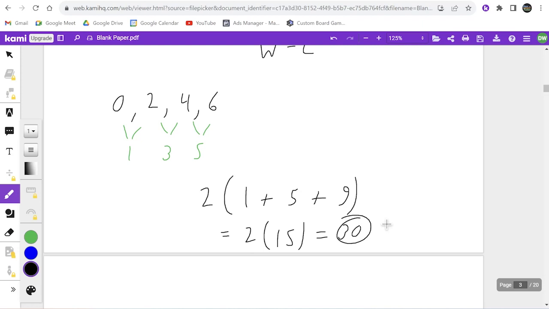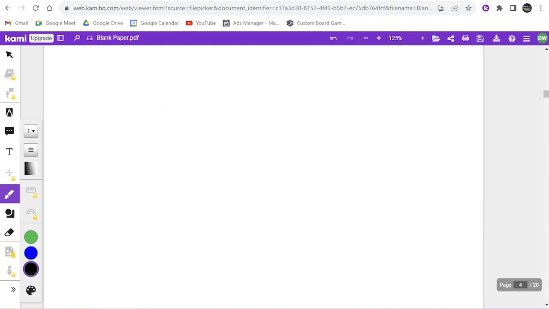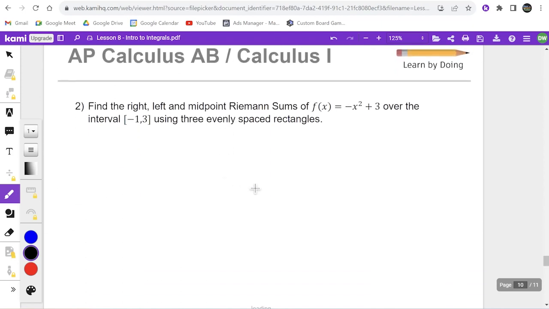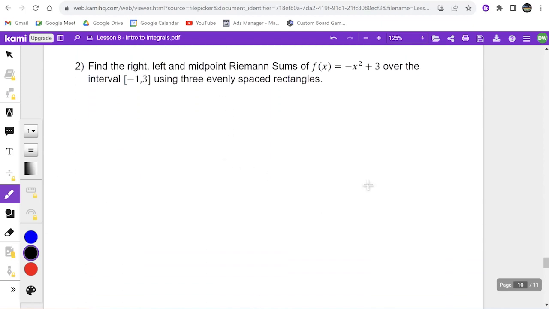Okay. Now the next one's going to be significantly harder, and you'll see why in a minute. So go ahead and try this one on your own. Again, just try the left. I'm going to give you enough time to do the left, and then we'll go over the left, right, and midpoint. So go ahead. And I'll let you use a calculator for this one.